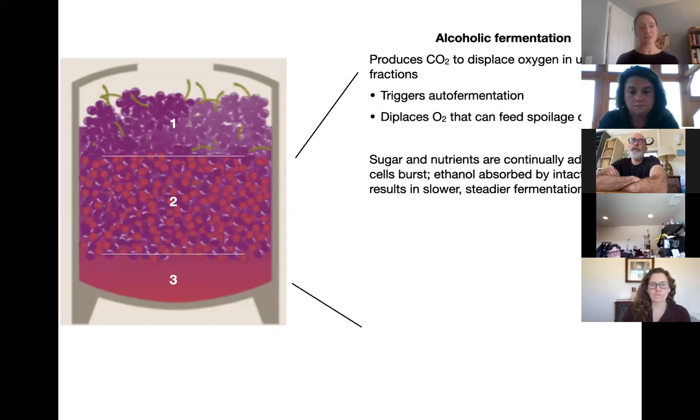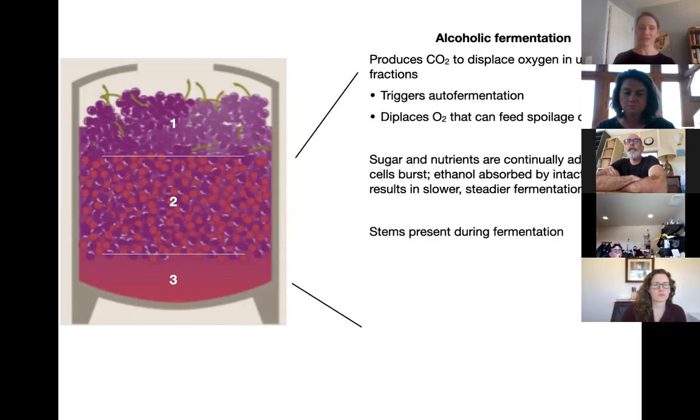That has to do with these bursting berries in fraction 2. Rather than getting all the sugar and nutrients at the same time, like you do in fraction 3, in fraction 2, as those berries are bursting, they're giving a little bit more sugar and a little bit more nutrient. So sometimes that fermentation can actually last a little bit longer and have a little bit less of the boom and bust cycle that we would expect in a traditional alcoholic fermentation.